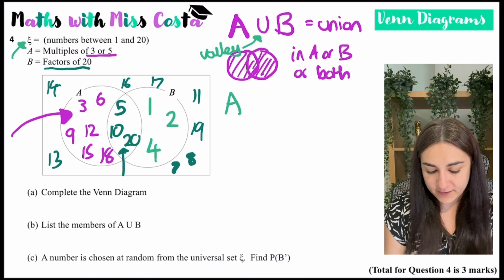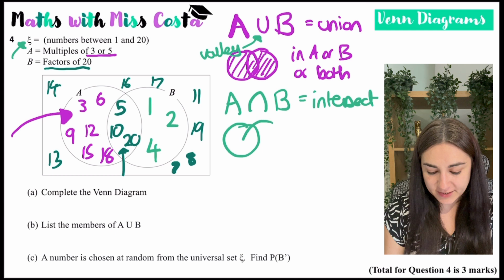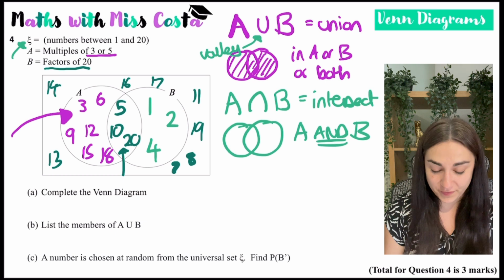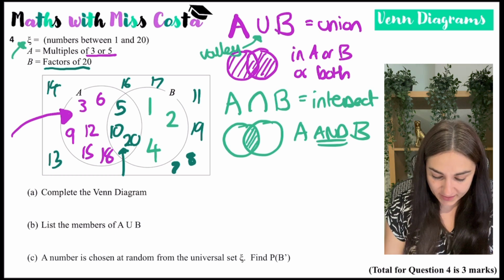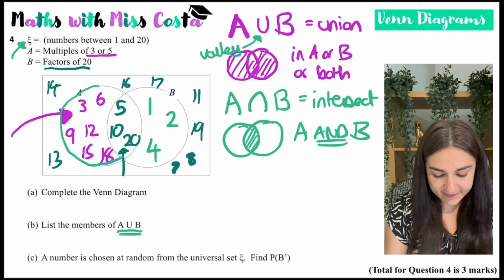The other type of notation is this, A intersection B. That is the intersect. It essentially means anything that is in A and B, so it has to be in both of them. That is just going to be anything in that little intersect there. I am being asked to list the members of A union B, so everything that is inside here.